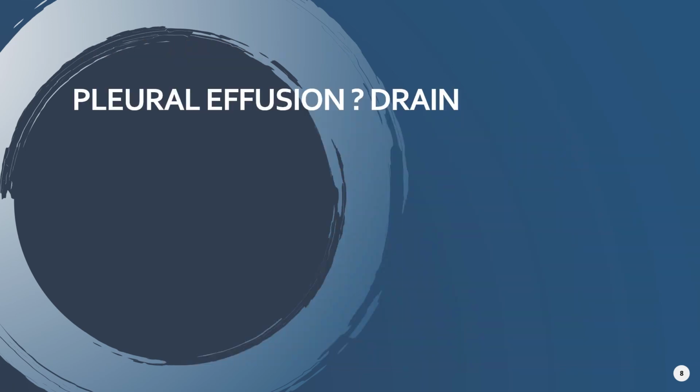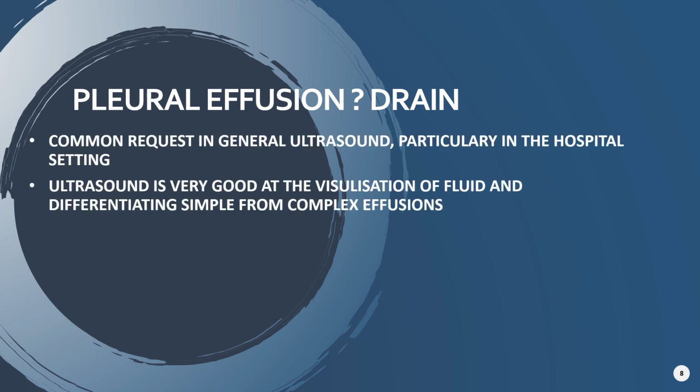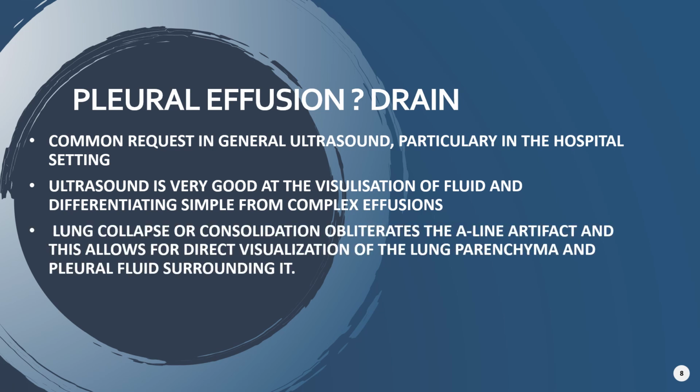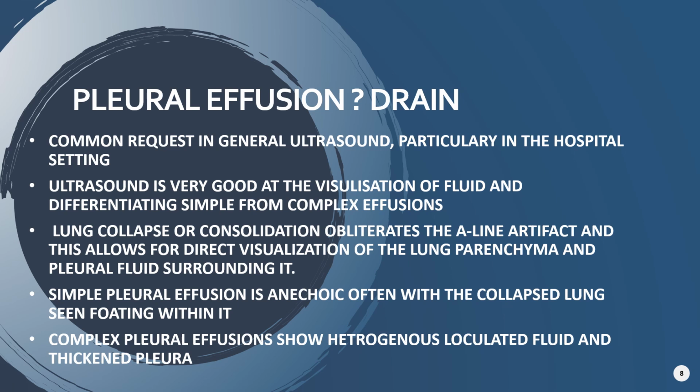Pleural effusion query drain, it's a very common request in an ultrasound department, particularly in a hospital. Ultrasound's great at visualizing the fluid and differentiating the simple from the complex effusion. When the lung is collapsed or consolidated, the A lines are obliterated because there's no air there, and this allows us to see the lung tissue quite clearly with the fluid surrounding it. Simple effusions are obviously anechoic, with the collapsed lung seen flapping around in there. Complex pleural effusions show more heteroloculated fluid collections with thickened pleura.